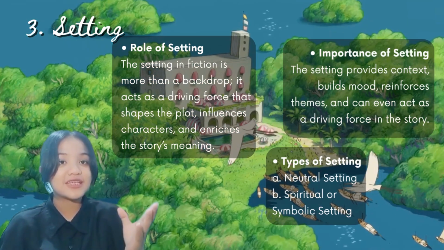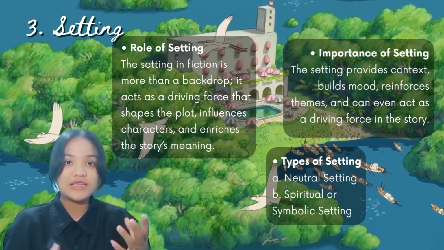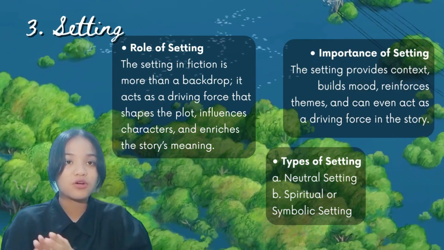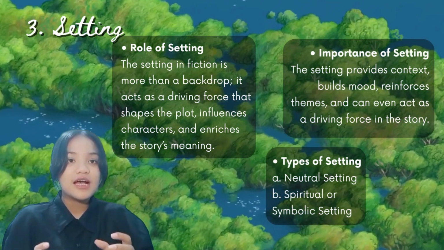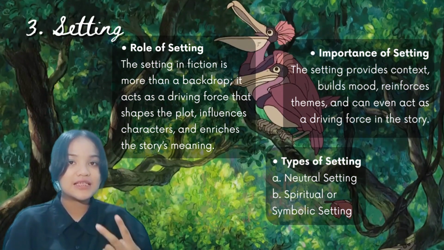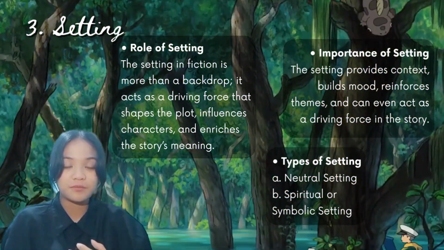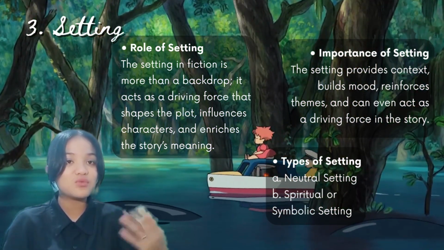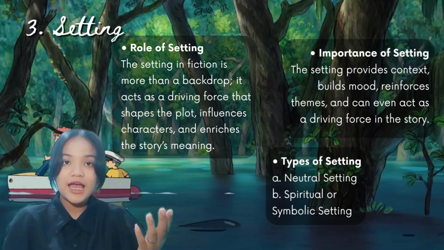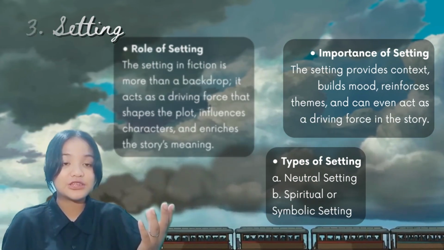First is natural setting. It's simply a backdrop where the story takes place without significantly affecting the plot or characters. For example, a generic coffee shop where 2 friends meet serves only as a location for their conversation. In contrast, a spiritual or symbolic setting carries deeper meaning and often reflects the story theme or the character's emotions.